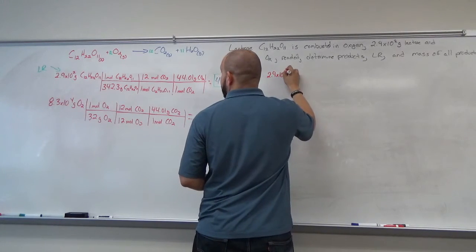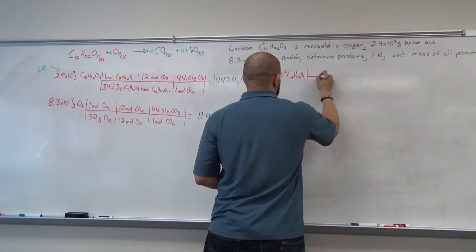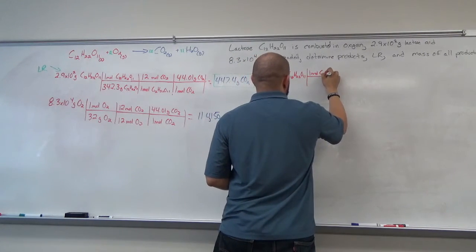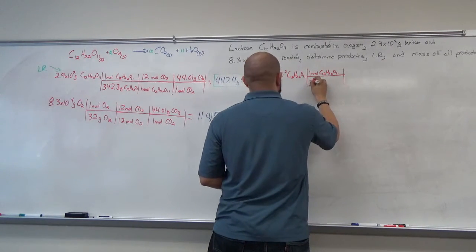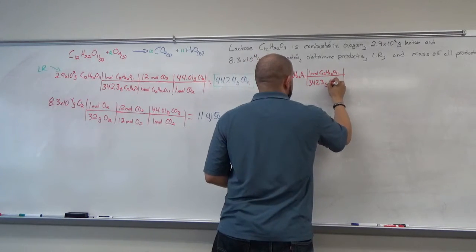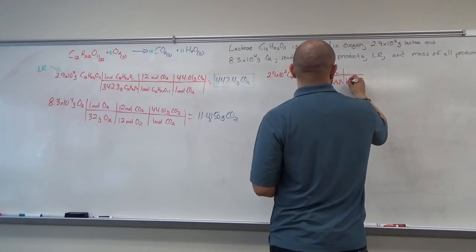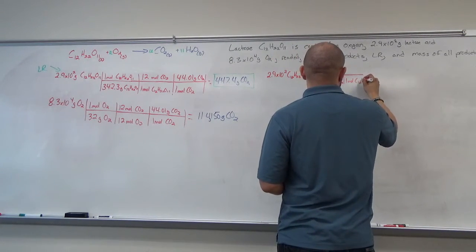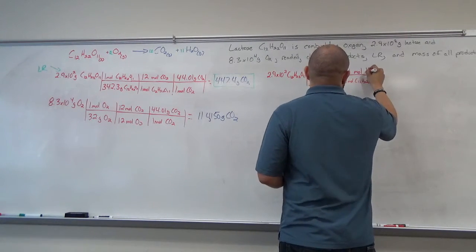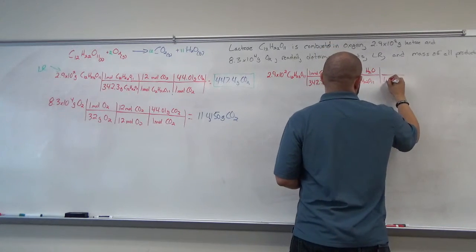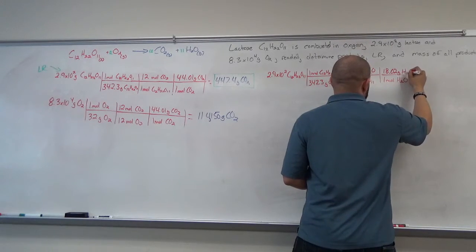2.9 times 10 to the 2 grams C12H22O11, over 1 mole C12H22O11, which is 342.3 grams C12H22O11. Then 1 mole C12H22O11, for every 11 moles of water, and then 1 mole of water is 18.02 grams of water.